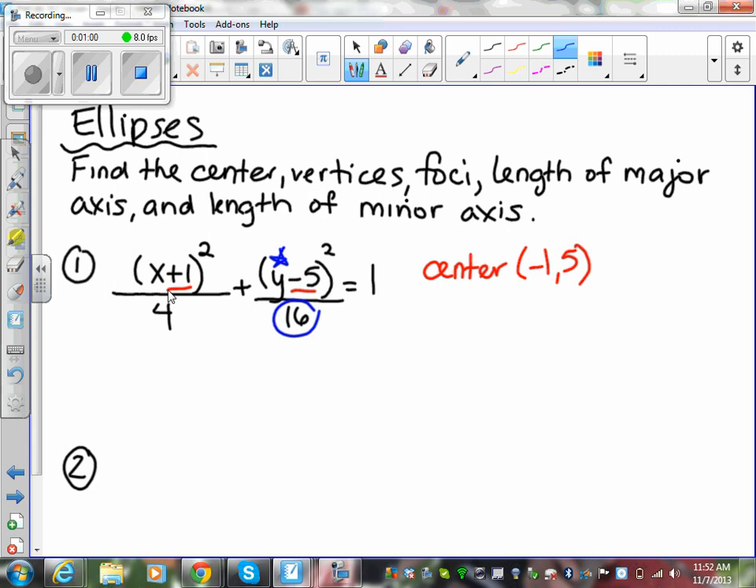So I'm going to take the square root of that number to get the a value, which in this case comes out to 4. That means that my two vertices are 4 units away from the center. And I know that this is a vertical ellipse because this bigger denominator is underneath the y. So I will be making changes to the y coordinate. I'll add 4 to the y coordinate to go up 4 units to the vertex. And I'll also subtract 4 to go down 4 units to get to the other vertex.